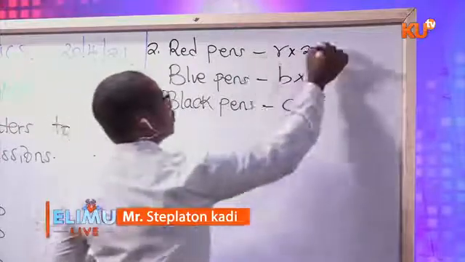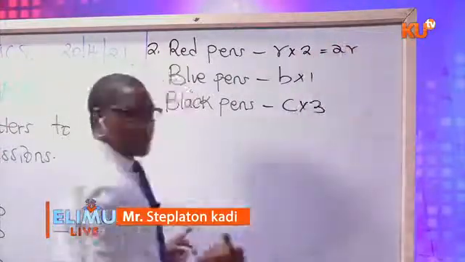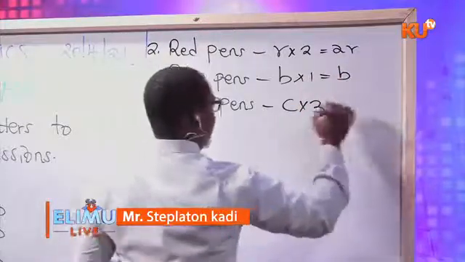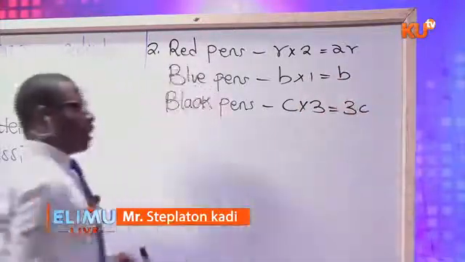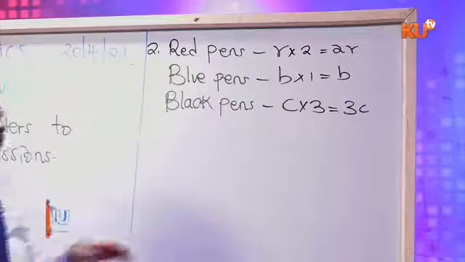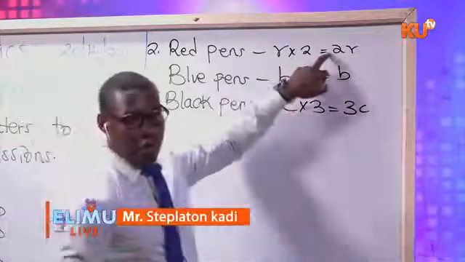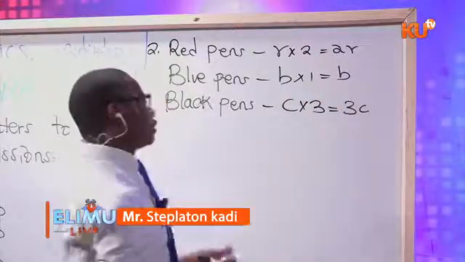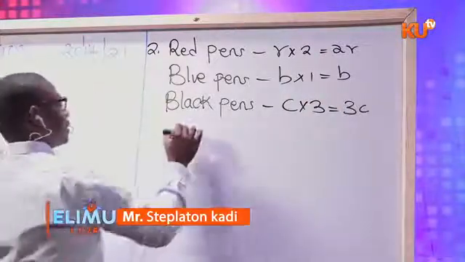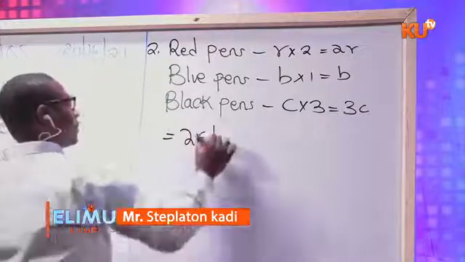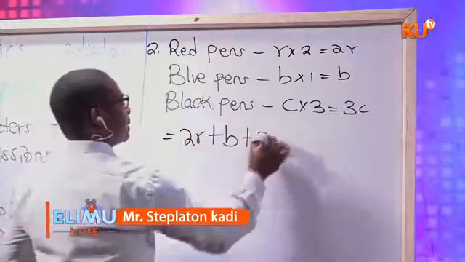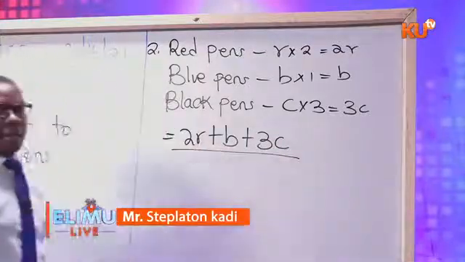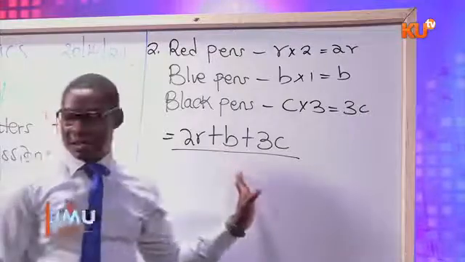So if there are 2 red pens, that is 2R, 1 blue, that is B, 3 black, that is 3C. So how many pens were given altogether? We'll take this 2R plus B plus 3C. So our answer therefore is 2R plus B plus 3C. So this is the total number of pens that were given to the pupil by the teacher.